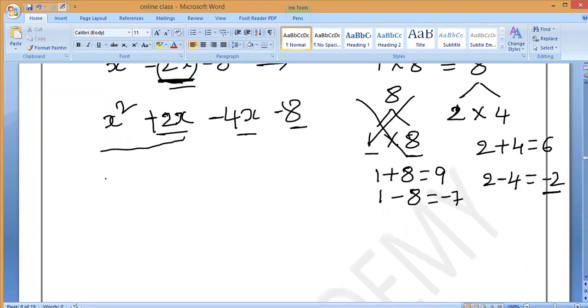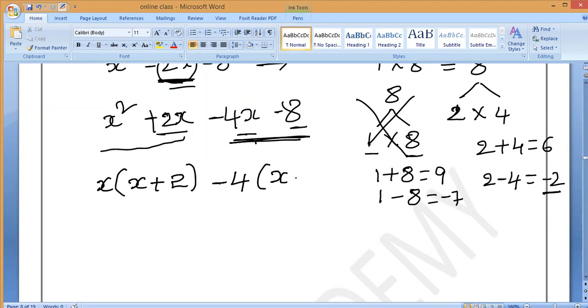x. You just take x common out. Inside, x plus 2. Next term. In these two terms, what is common? Minus 4. Minus 4 is common, and what will come inside? x plus 2. See, always these two terms must be the same.